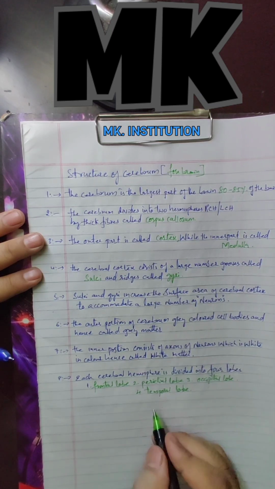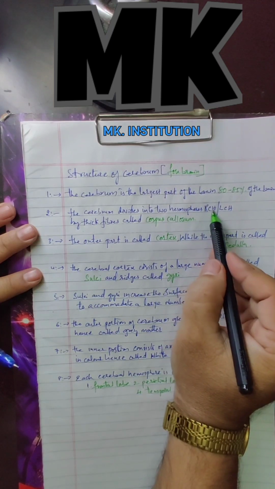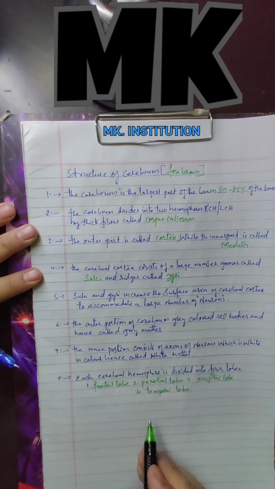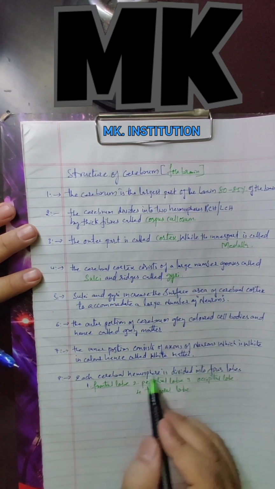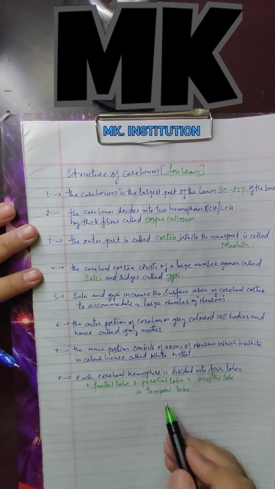Clear. These are the four lobes. Each cerebral hemisphere, two hemispheres are there, right cerebral hemisphere and left cerebral hemisphere, contains all the lobes: frontal lobe, parietal lobe, occipital lobe, and temporal lobe.